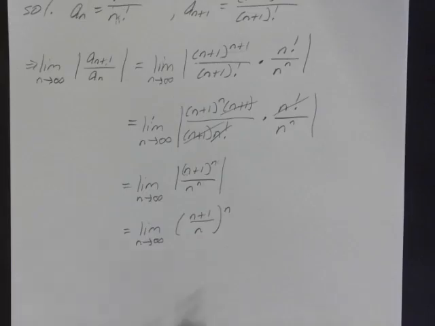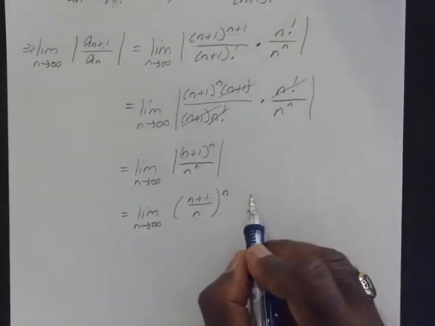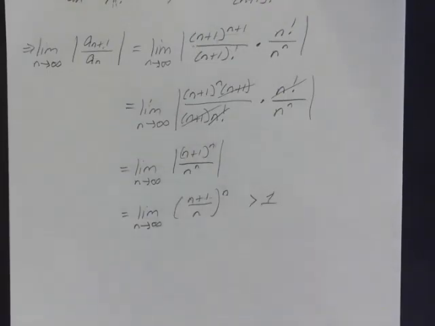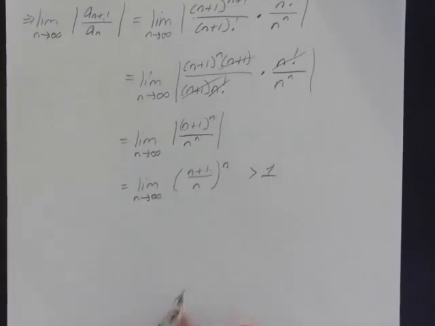Okay. And if you plug in values of n, so if you plug in 2, you get 2 plus 1 divided by 2 to the second power, 3 plus 1 divided by 3 to the third power, and keep on going and going, we see that that is always going to be greater than 1. Okay. Which we know by the ratio test means it's divergent.